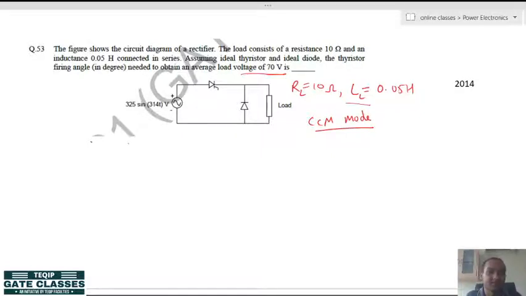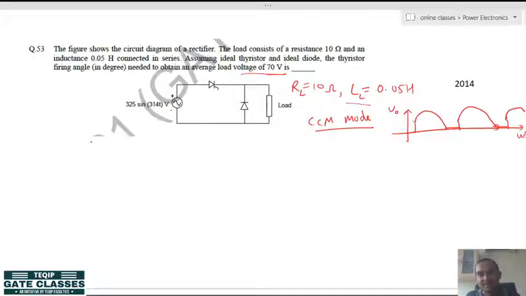In this case, if the CCM mode is there, then obviously due to the effect of the freewheeling diode, the average output voltage comes like this, and instead of going negative as it would without the freewheeling diode, it will be like this, the output voltage.